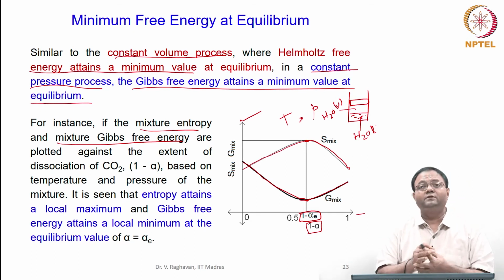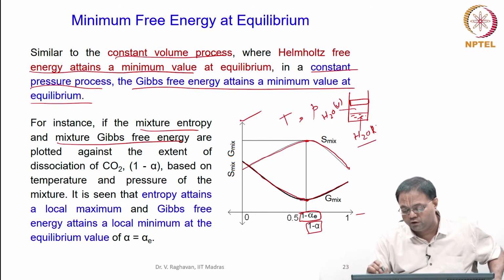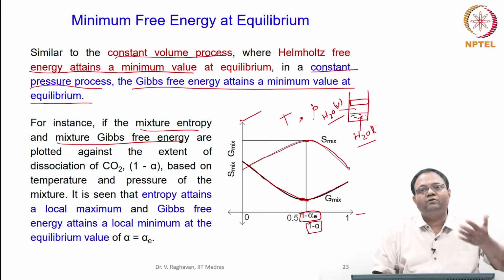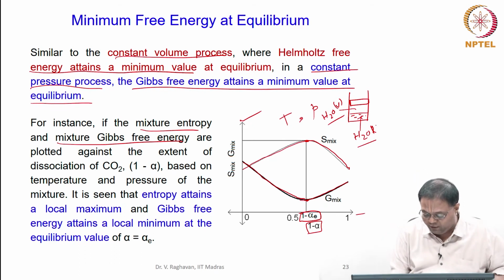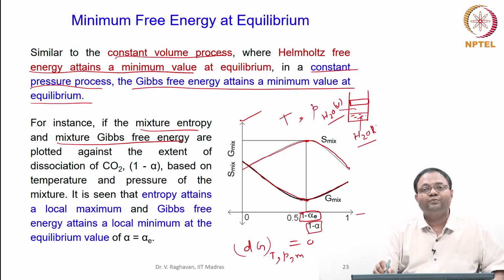That means that the Gibbs free energy should be constant. That means the Gibbs free energy of the liquid water will be equal to the Gibbs free energy of the vapor. That is called phase equilibrium. So that means dG totally is equal to 0. We can write at equilibrium dG at a given temperature, pressure and mass will be equal to 0. So this is the phase equilibrium.